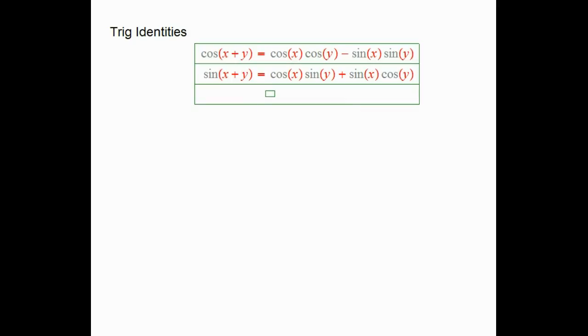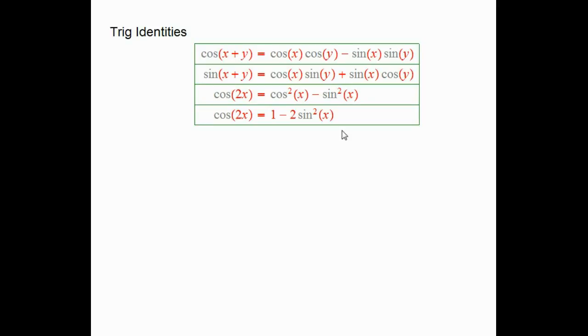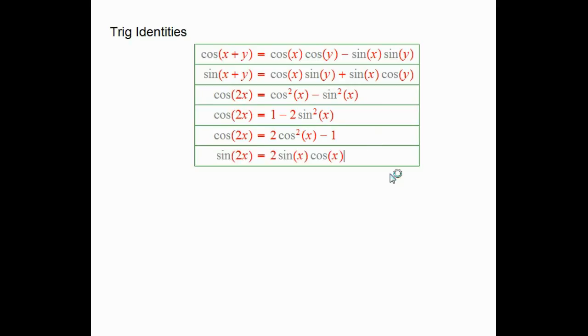The next one is the double angle formula, cosine of 2x, which is equal to cosine square of x minus sine square of x. And there are a couple of them. There's another double angle formula for the cosine function. Cosine of 2x is equal to 1 minus 2 sine square of x. And we also have cosine of 2x is equal to 2 cosine square of x minus 1. And finally, the double angle formula for sine of 2x, which is equal to 2 sine of x times cosine of x.